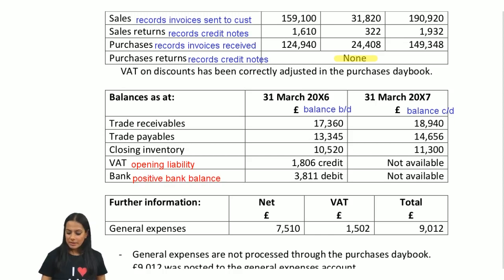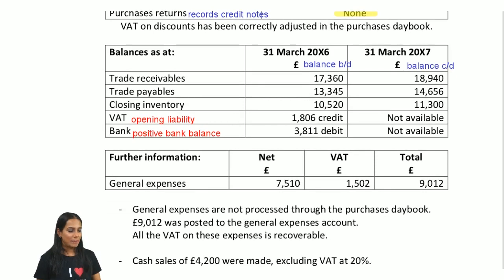And a positive bank balance means that we have money in the bank. If you're dealing with a credit balance, it means that you're in an overdraft, which is a negative bank balance. So you have to read the question very, very carefully. And if you read it carefully, you can answer the question set.